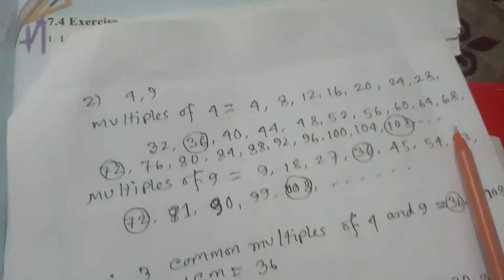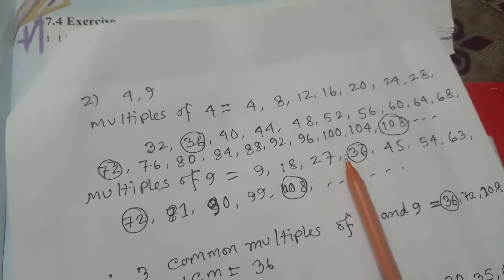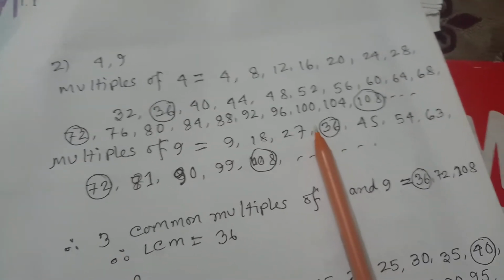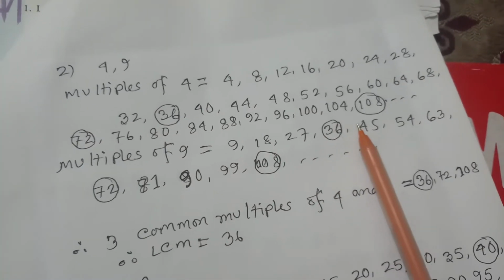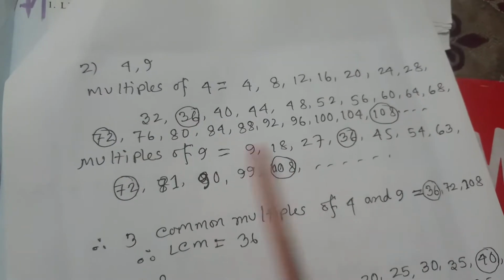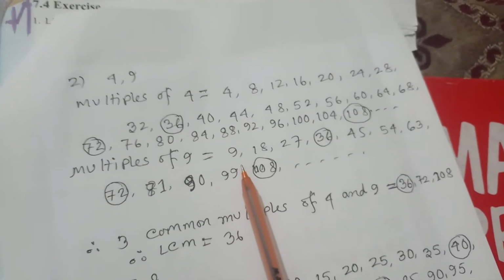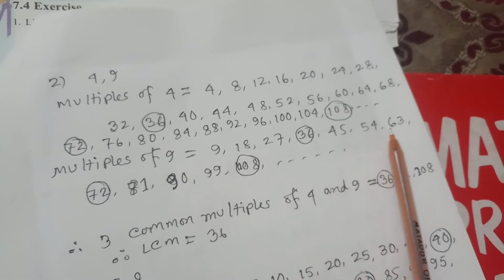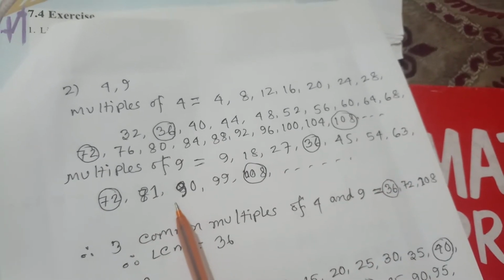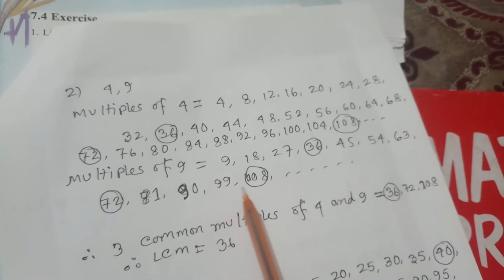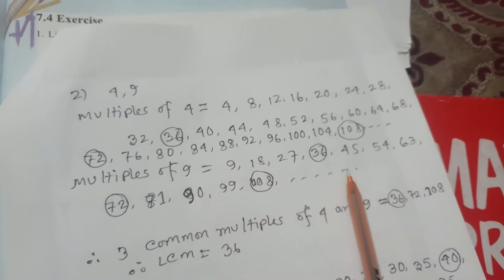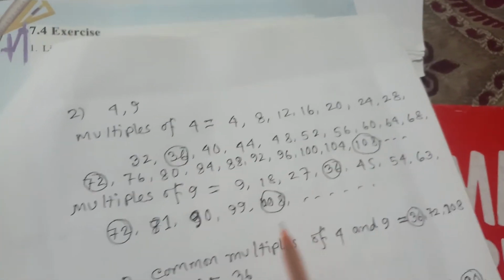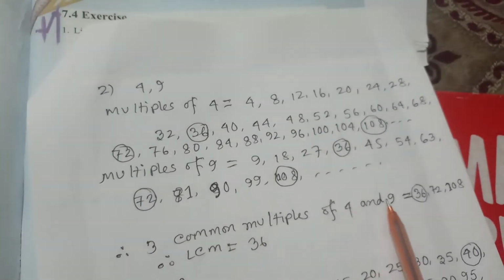That means you have to find these multiples of many numbers. Multiples of 9 are 9, 18, 27, 36, 45, 54, 63, 72, 81, 90, 99, and 108, and many more. You have to find out three common multiples of 4 and 9.